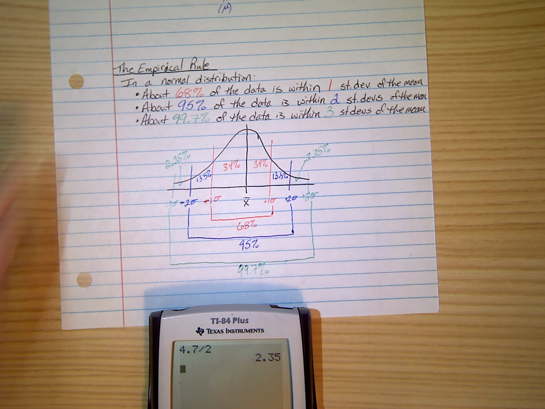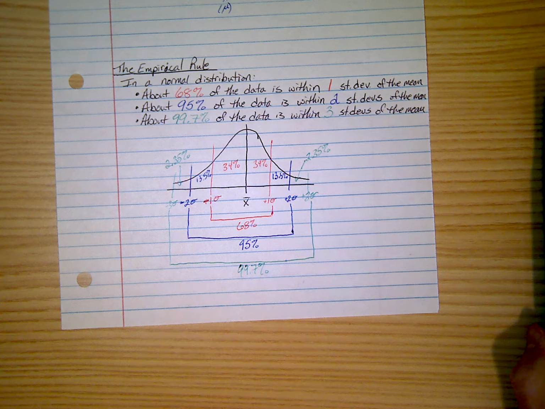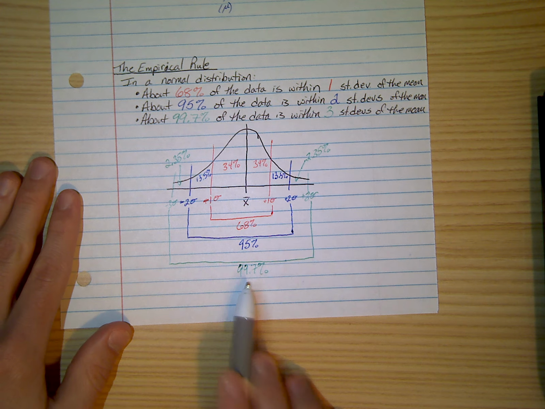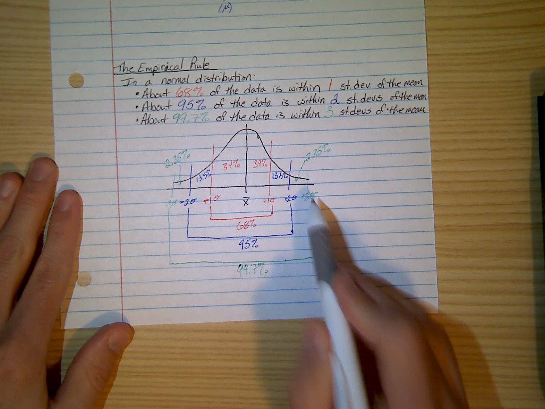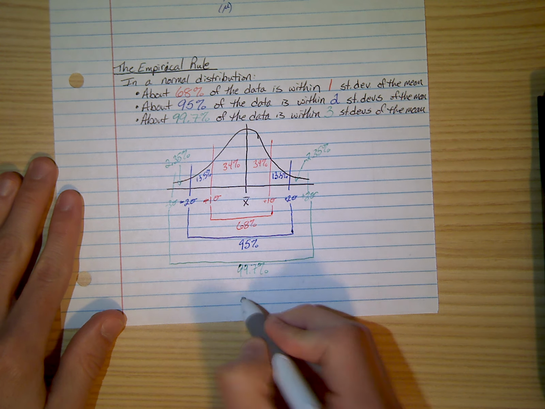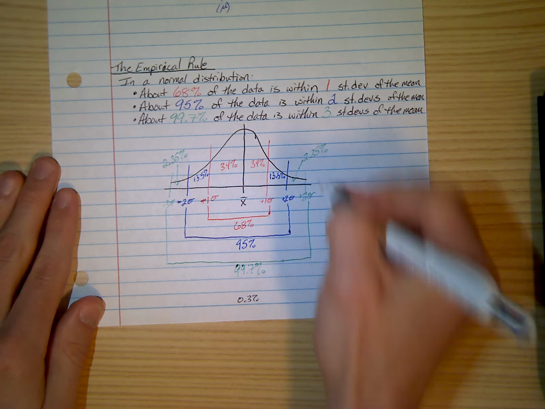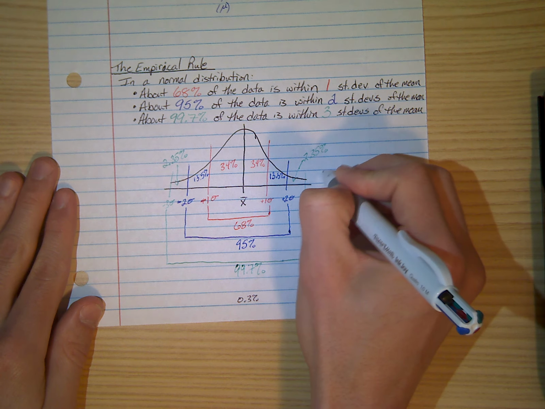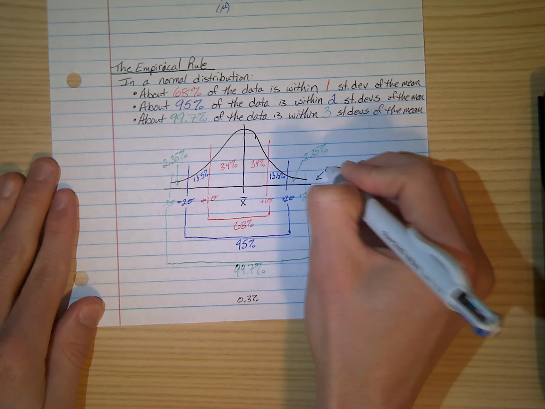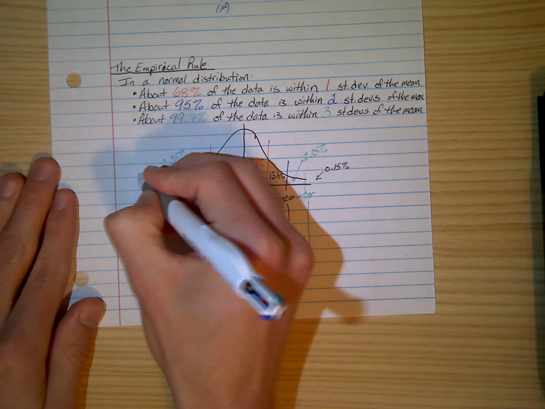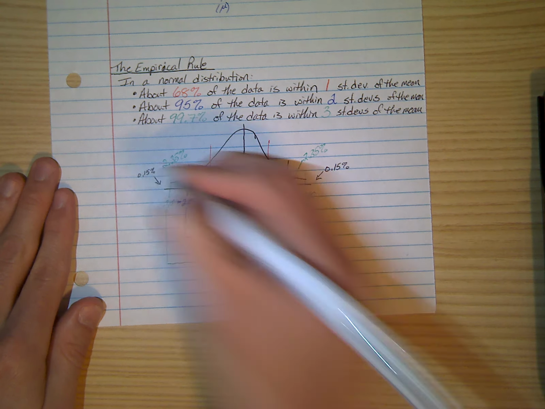Okay, but that doesn't account for everything. There are extreme outliers that are more than 3 standard deviations one way or the other. If you think about it, we've got 99.7% of the data contained within these 3 standard deviations. That means there's 0.3% outside of 3 standard deviations, which means there's actually a little bit outside here. There's 0.15% on this side and 0.15% on this side.